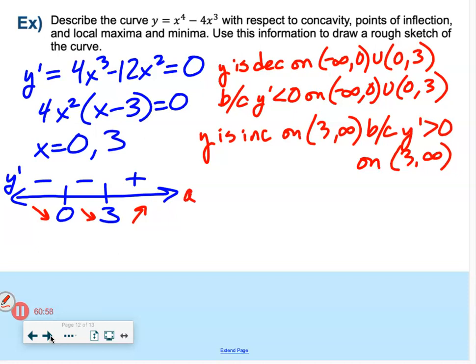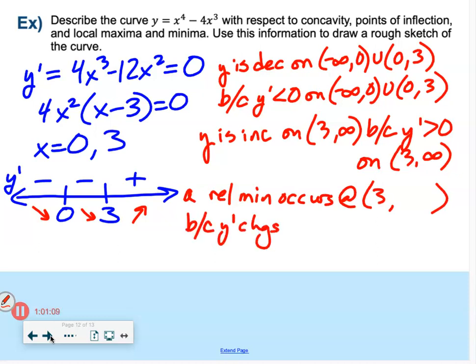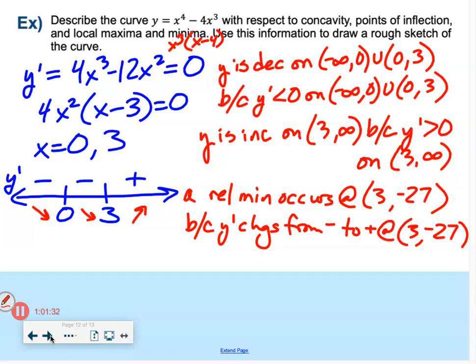So, a rel min occurs at 3 comma something because y prime changes from negative to positive at 3 comma something. All right, plugging the 3 in, just so you know, life is always easier when you factor. So if I rewrite my original function as x cubed times x minus 4, now I can plug in my 3 and I get 27 times negative 1, so negative 27. All right, we're done with the first derivative.